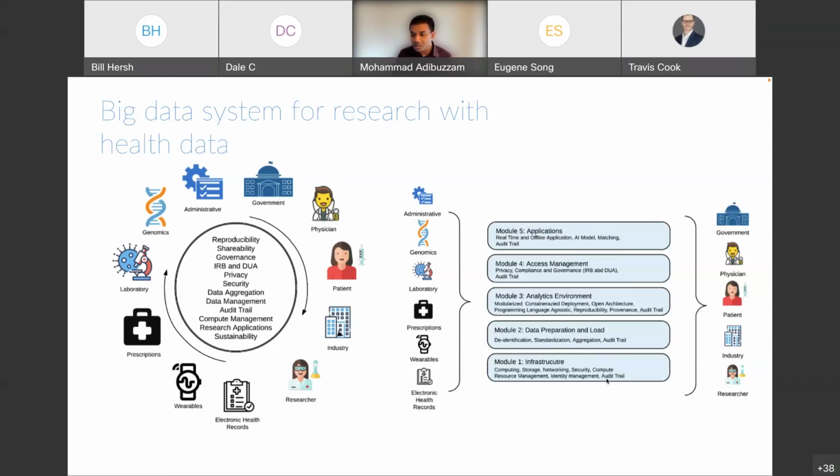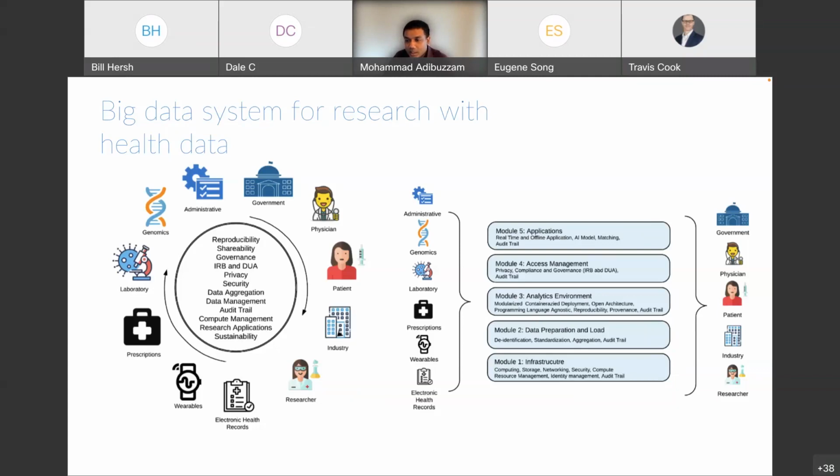The first is the infrastructure layer, which is the computing, storage, networking, security, and those traditional big data or data center management type of infrastructure. And then the second module is the data preparation and load, which includes the identification, data standardization, and each of these areas are actually a large area that a lot of people have been working on in different ways. As an example, standardization for electronic health record is a huge area, but this needs to be integrated with other sources of data, and standard methods and tools and protocols need to be developed for other types of data as well.